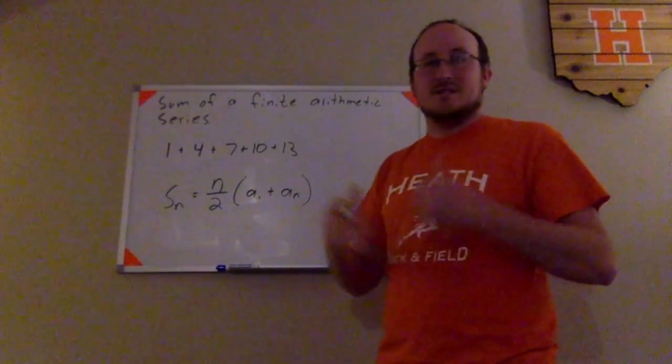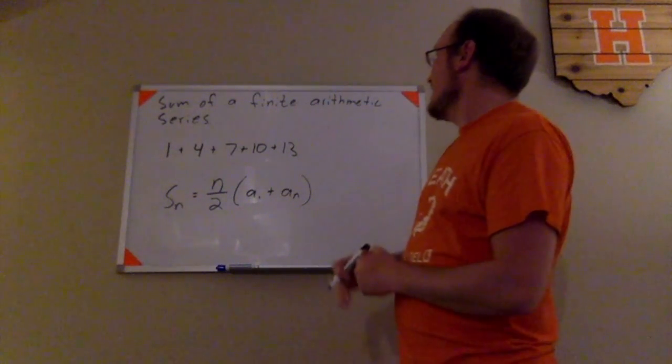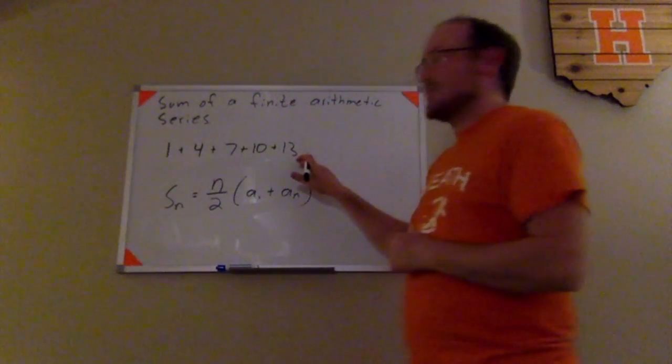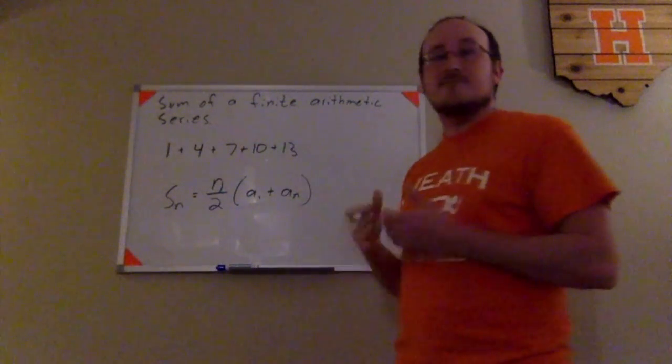So this is an arithmetic series, and it is finite because it stops. It only has 1, 2, 3, 4, 5 terms in it.